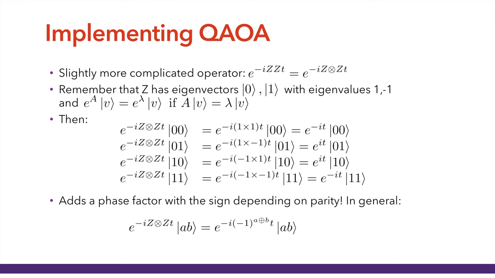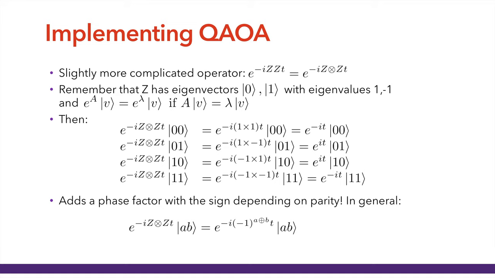Now, for a more complicated operator, so now we have a two-body term, ZZ in there. We have to know that if A has eigenvalue lambda with eigenvector V, then exponent of A applied to V equals exponent of lambda times V. And so from this, we can recover the action of this operator on all computational basis states. And what we notice is that it adds a phase factor with the sign dependent on parity.